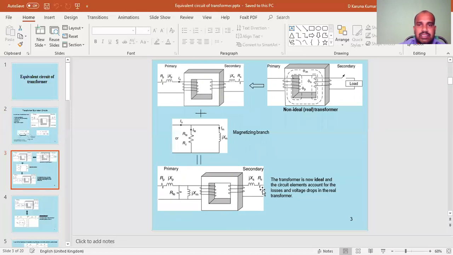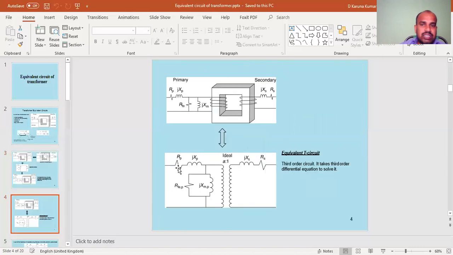Now this transformer is ideal, with circuit elements added according to the transformer, and the voltage drops across the reactance. Now the primary equivalent of the secondary induced voltage, E2 dash, is equal to E2 by K. Okay, this is the equivalent T circuit. This is the primary side, this is the secondary side. This total transformer can be resolved into this equivalent T circuit.